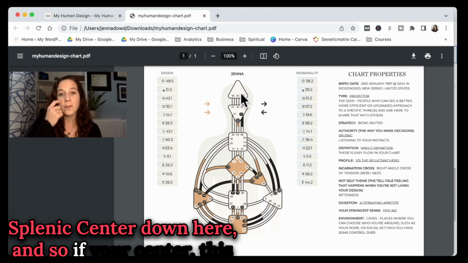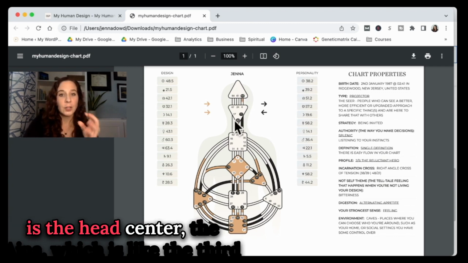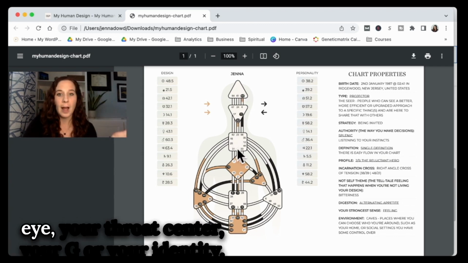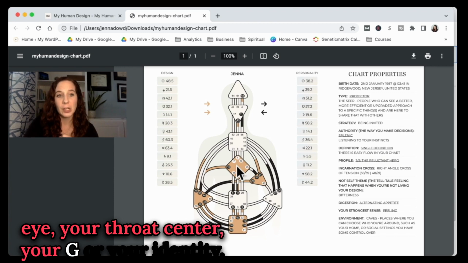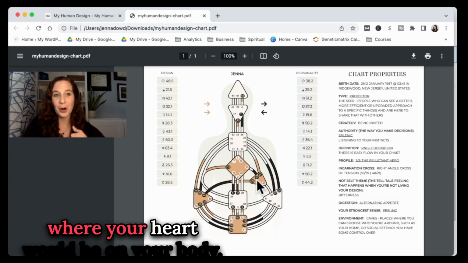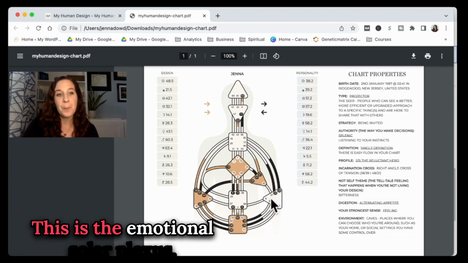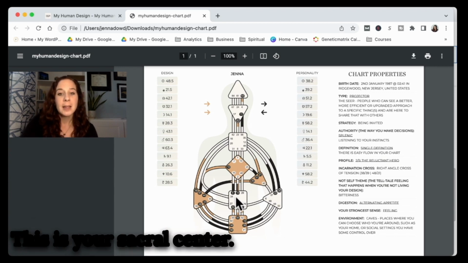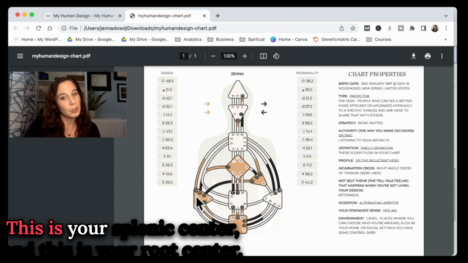And so this is the head center, the ajna, which is like the third eye, your throat center, your G or your identity, this is your heart center over here, like where your heart would be on your body. This is the emotional solar plexus. This is your sacral center. This is your splenic center.